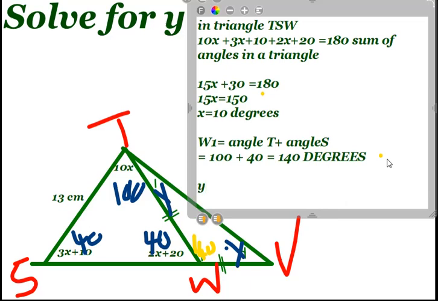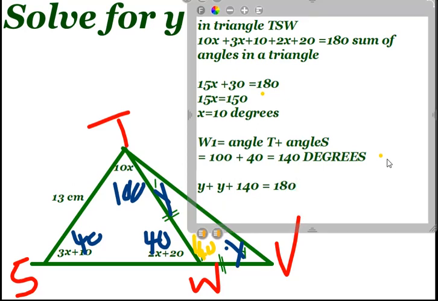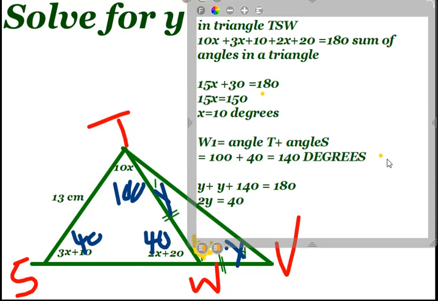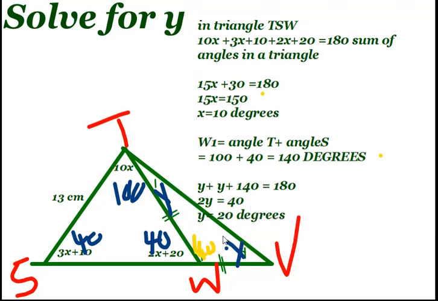And if that is 140, then we can solve for y by saying the following. Y in triangle TWV, y plus y, because it's an isosceles triangle, plus 140 degrees is equal to 180. Sum of angles in a triangle. And then we solve for y. So 2y is equal to 180 minus 140, which is 40, and y is equal to 20 degrees. And so y is equal to 20 degrees, and we have solved the problem.